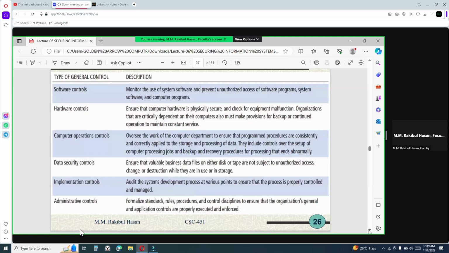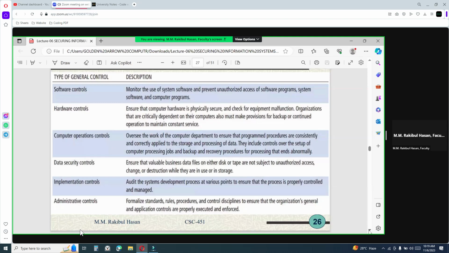In your university you can see routers. Routers are placed on the ceiling or the roof, isn't it? Why? So that they can ensure the physical security of that network here. Okay, hardware control. Then computer operation control.